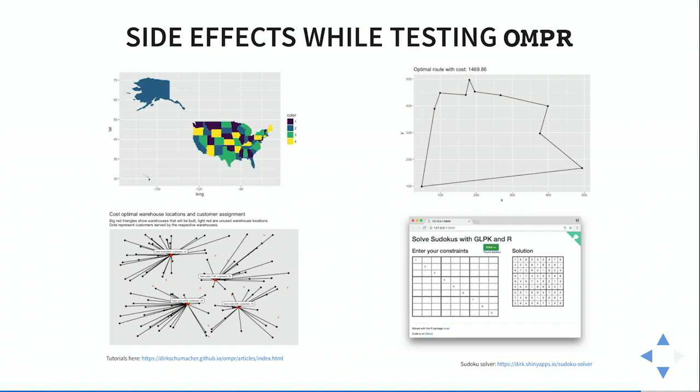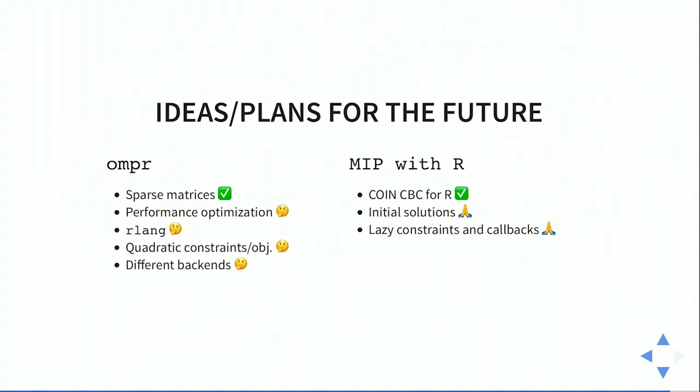And then you can also do interactive stuff. So I wrote a Shiny app to solve Sudokus. It's not really an optimization problem, but still you can solve Sudokus with that. For those of you who might need it, it's out there. So it's almost the last slide now.